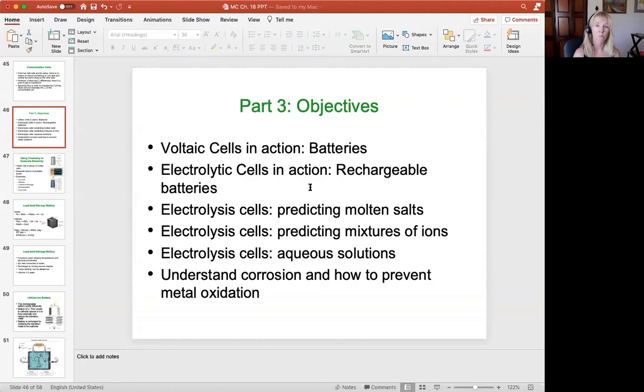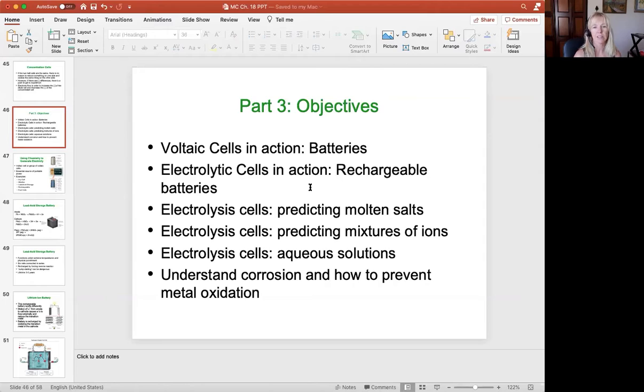We're going to look at molten salts, which are salts that are liquid that have no water present. We're going to predict the products of an electrolysis where I have a mixture of ions and cations. And then we're going to look at what happens in an aqueous solution. So most of our electrolysis cells are actually in an aqueous solution, and because we're supplying energy to this non-spontaneous process, we have to consider water. And so water complicates that question significantly.